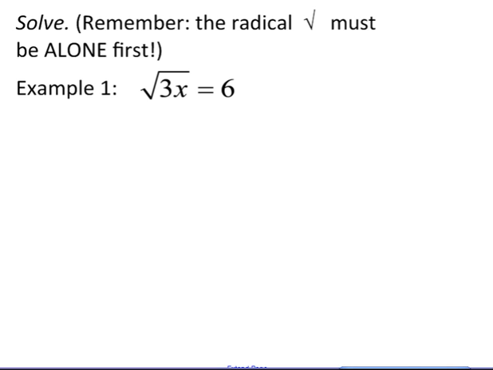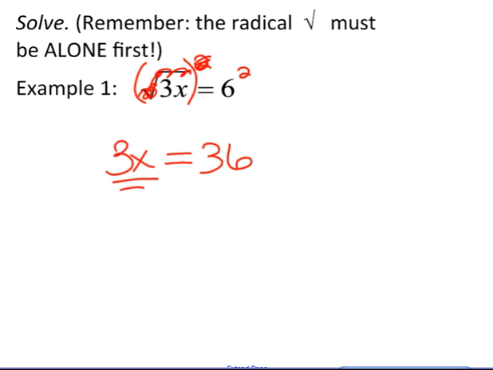So example 1, suppose we have the square root of 3x equals 6. Suppose I want to solve it. The opposite of square root is square. Don't forget you have to square both sides. This square will cancel with this square root, and you're left with 3x on the left. 6 times 6 is 36. And from here, it's straightforward. Divide by 3, and x is equal to 12.